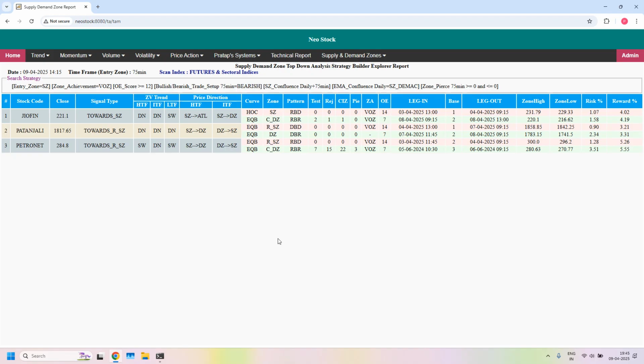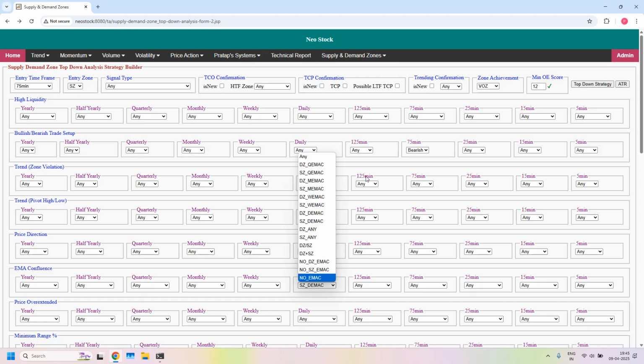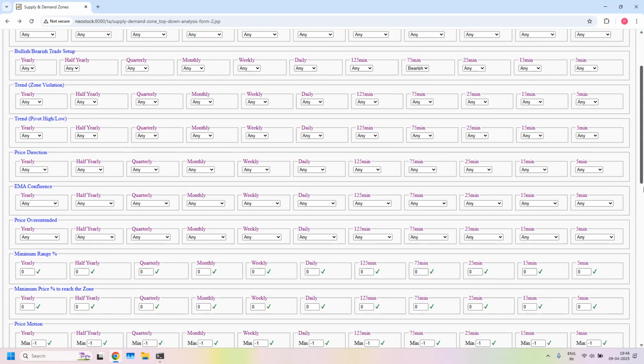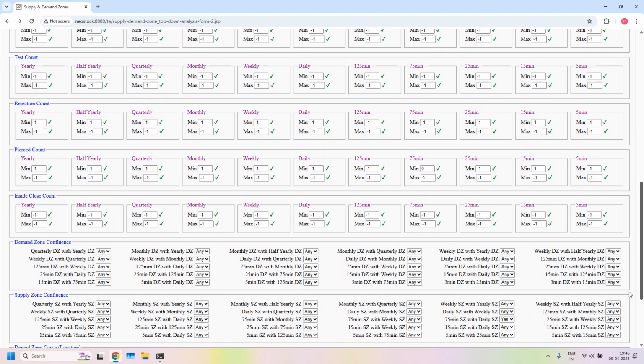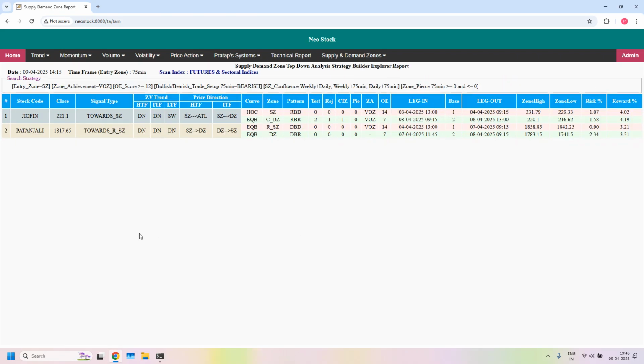But this is based on LTF, ITF supply zone confluence and also ITF EMA confluence. Next, we will look into LTF, ITF and even HTF supply zone confluence supported stocks. I am removing the EMA filter. In the supply zone confluence, we should set 3 filters. First filter is already enabled, 75 with daily. Next, 75 minute supply zone with weekly supply zone confluence, daily supply zone with weekly supply zone confluence. With all the 3 filters, out of 5 we got 2 stocks.